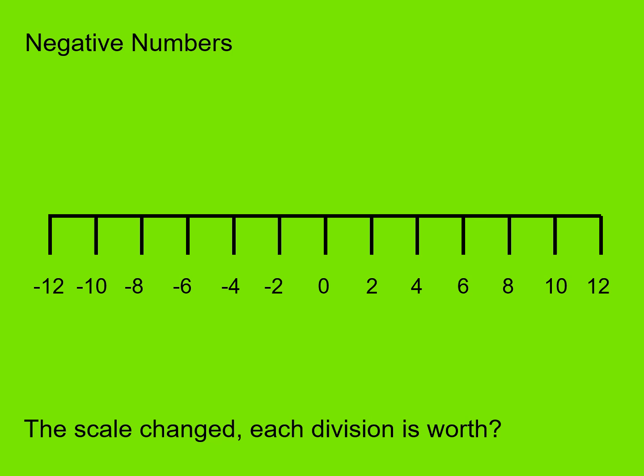Well, you've probably guessed. If we look at +4 and +6, you must add 2 to get to +6 from +4. If we look at -8 and -10, you must subtract 2 to get from -8 to -10. So each space, interval or division is worth 2.